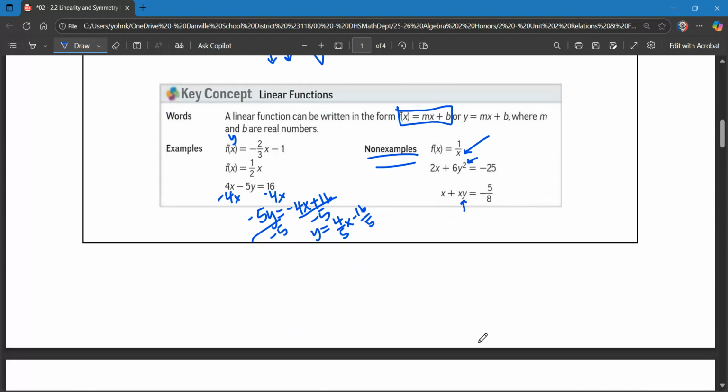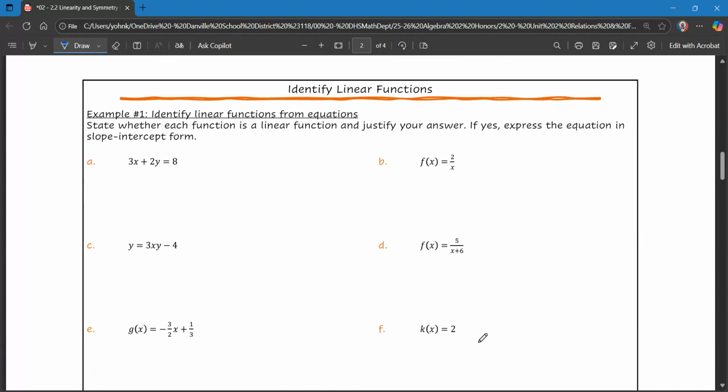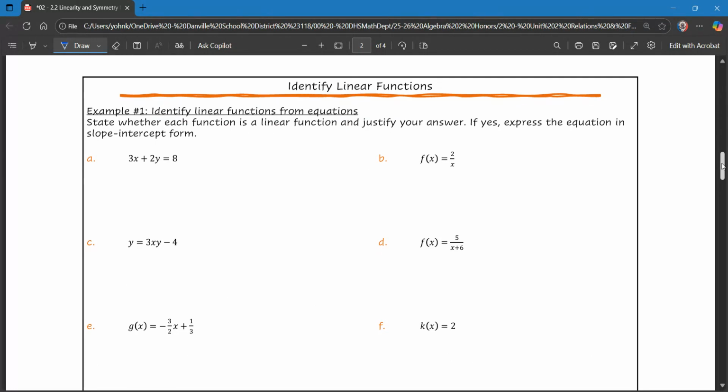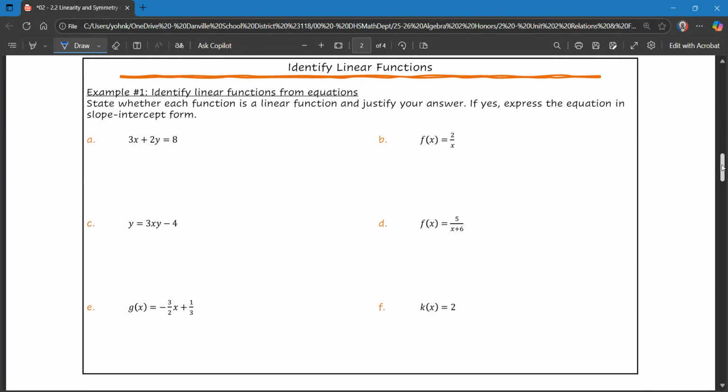So let's look at some examples. Try to decide if they're linear or not. State whether each function is a linear function and justify your answer. If yes, express the equation in slope-intercept form. So basically, if you can write these equations in y equals mx plus b, then you have proven that it is a linear function. So let's try to write them in y equals mx plus b.